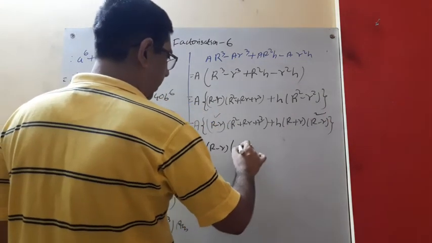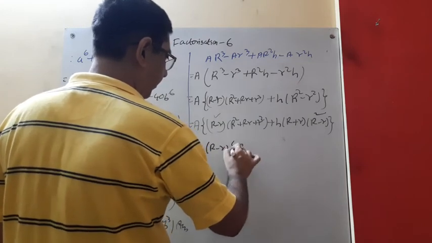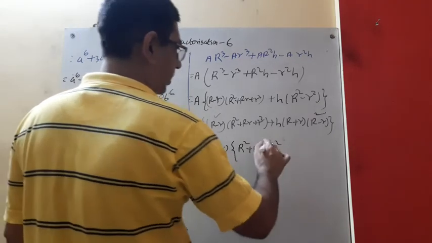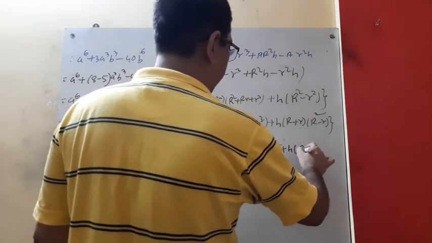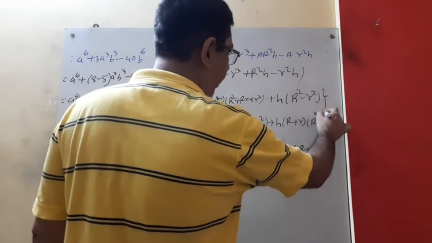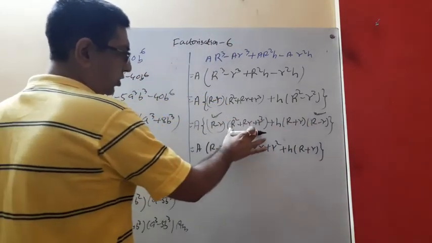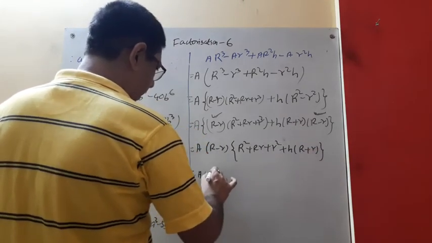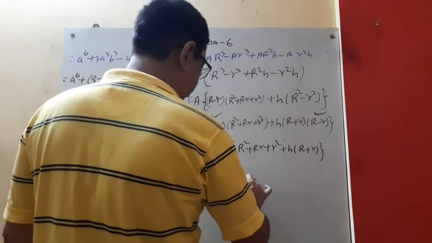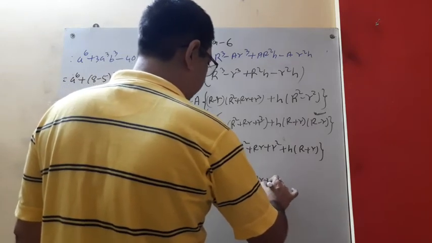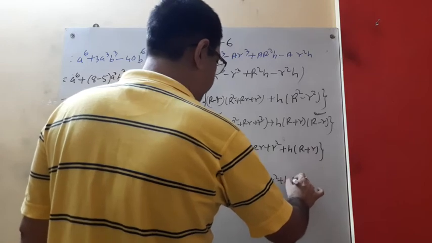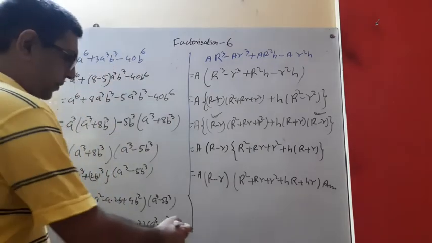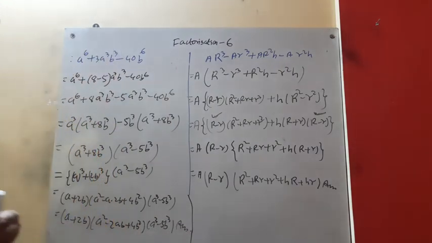So we are getting R square plus Rr plus r square, right? Plus h into capital R minus small r. Because this thing we have taken common. So this part is left and this part is left. Now a into R minus r, this is R square plus Rr plus r square plus hR plus h small r. This is the answer.